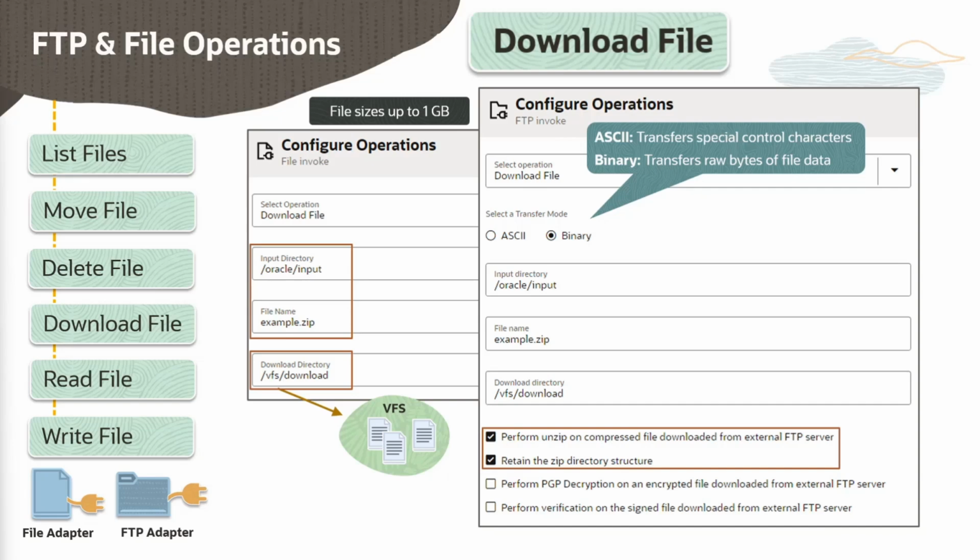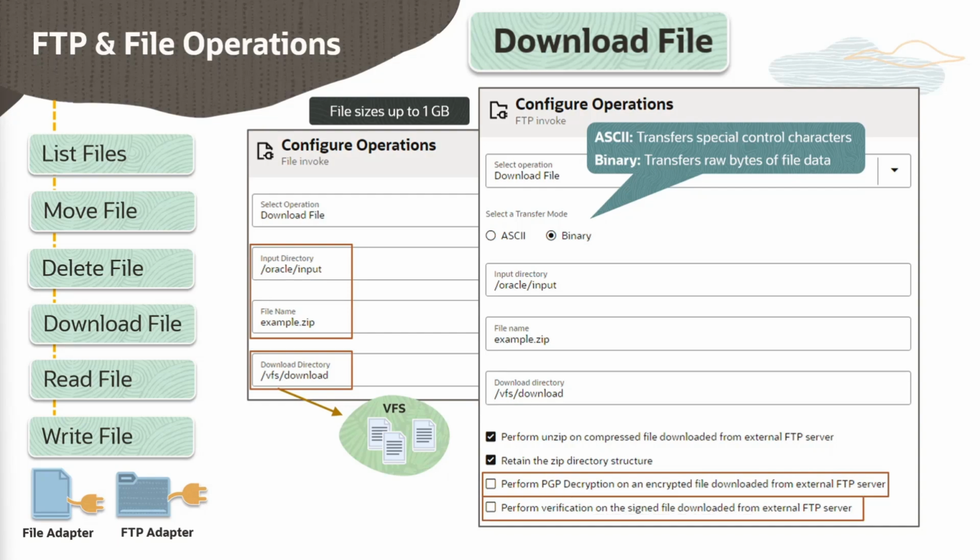The FTP adapter can automatically decrypt PGP encrypted files, or can also be used to perform a signature verification on the file. These require additional private and public key configuration when defining the FTP adapter connection. Again, if using the file adapter, you'll need to perform separate flow actions if PGP decryption or signature verification is required.